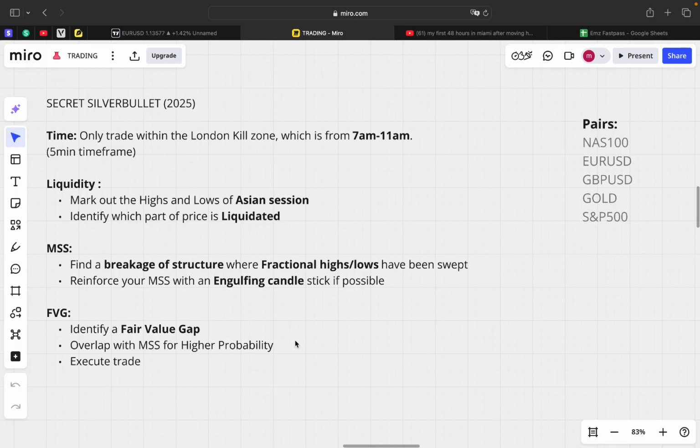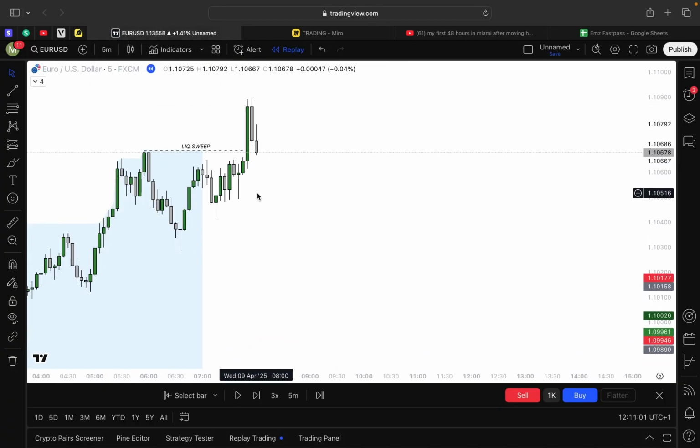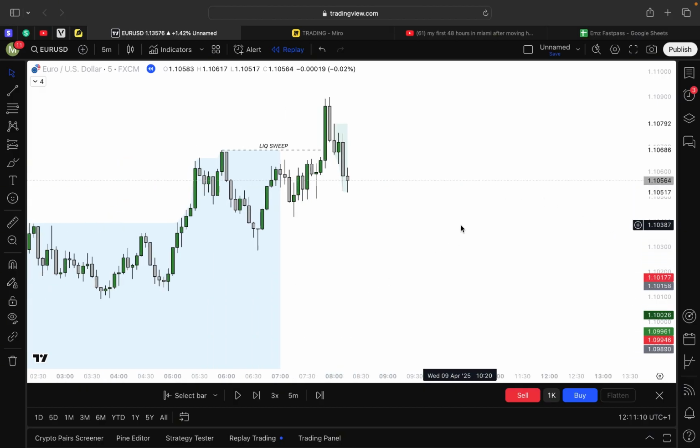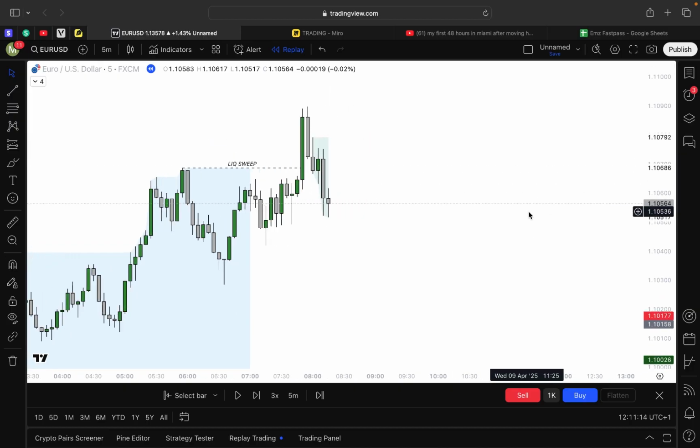Now what we need to do is find a break of structure where fractal highs and lows have been swept, and we can reinforce our market structure shift with a Gothic candlestick if possible, right? So what we need to find now is a market structure shift towards the downside, because we are trading a reversal and we need to trade short positions. Okay, so if I play price forward and keep it going, you can see right there we just got a nice sweep, which we will actually use. So we just swept price right there. This will be used as our market structure shift.